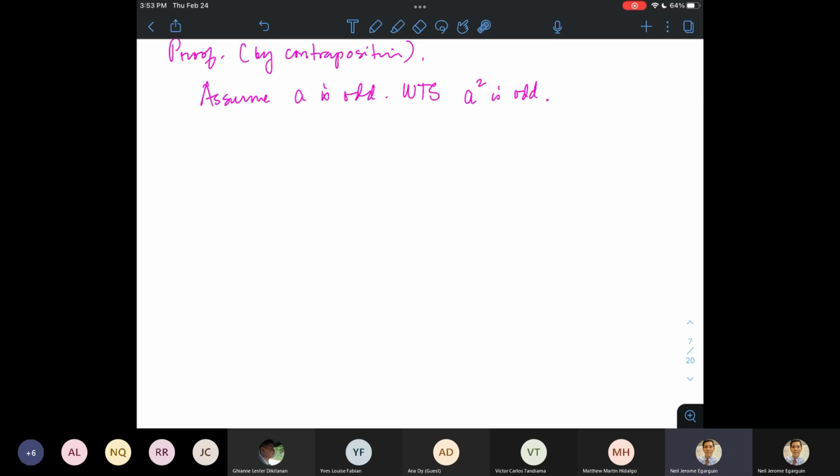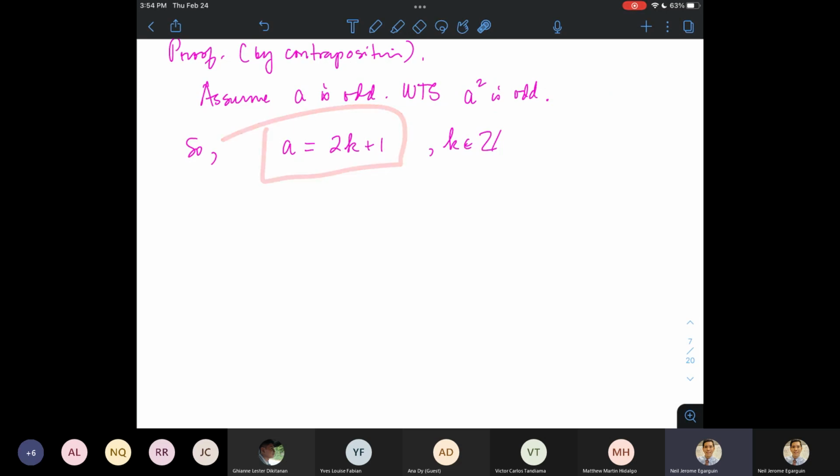Okay? Now, our assumption, A is odd. So by assumption, we can say that A is equal to 2k plus 1 for some integer k. All right? Kasi nga, odd siya. Odd siya, even plus 1. Yun yung characterization ng mga odd numbers. So that's fine. And remember, our goal is to show that A squared is odd. Gusto ko makita ano yung itsura ni A squared.